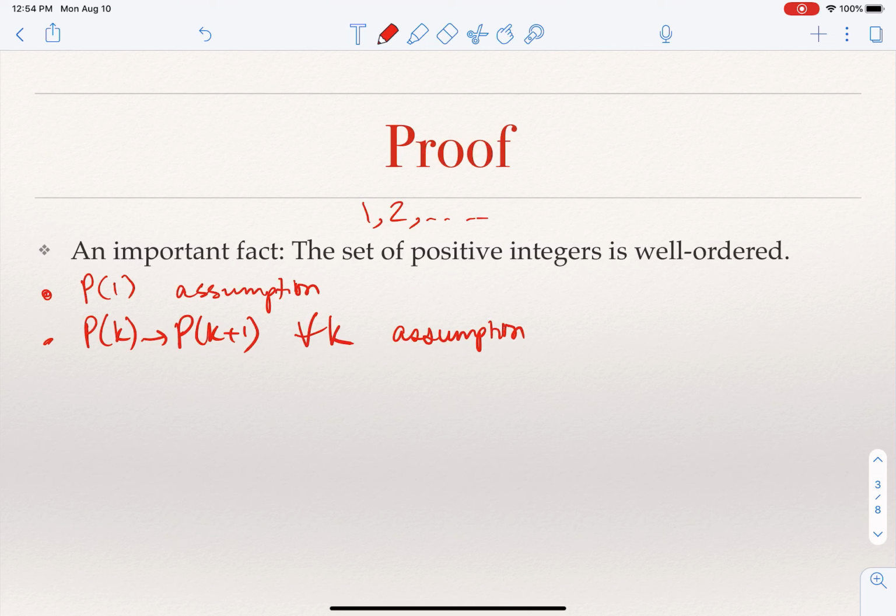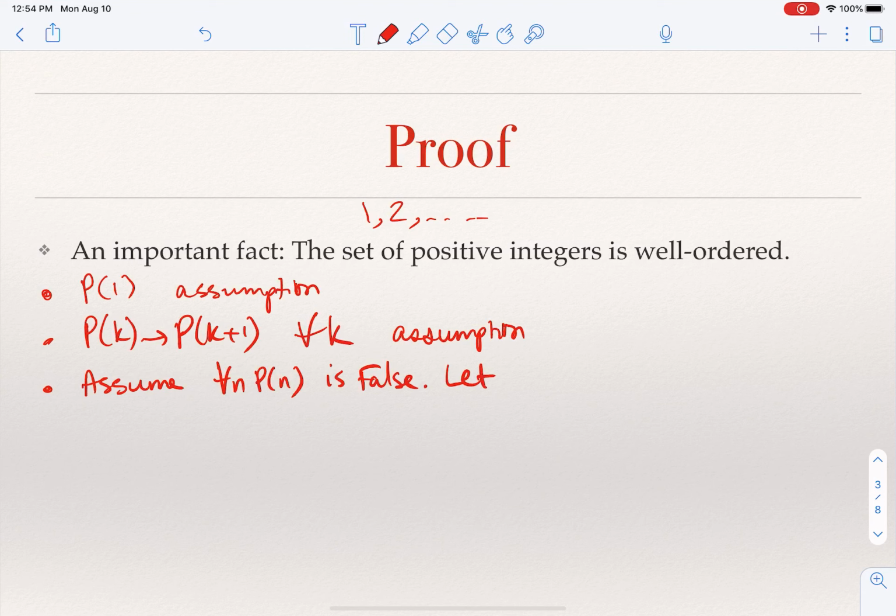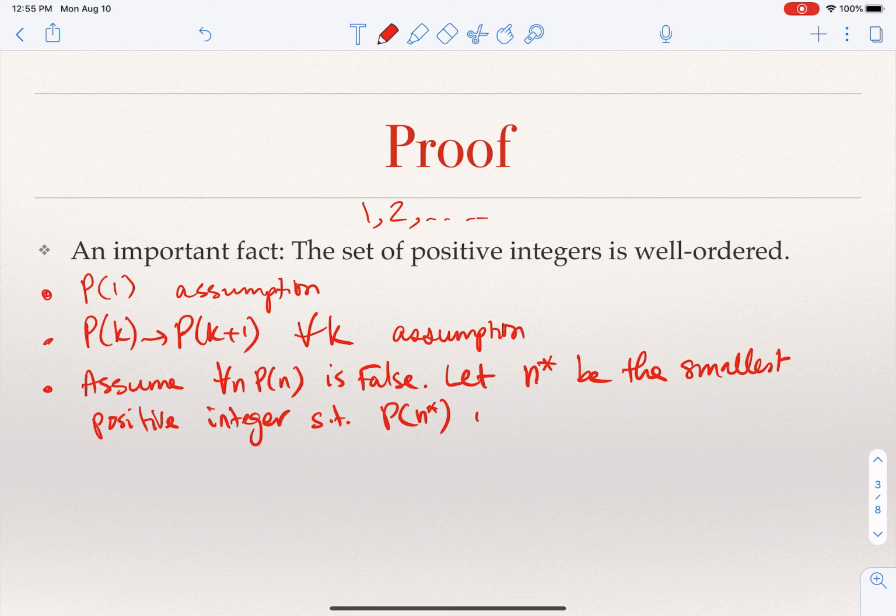But suppose that's not true. In other words, suppose we want to prove this by contradiction. So in order to prove it by contradiction, we assume that for all n, P of n is true is false. And here let n star, for example, be the smallest positive integer such that P of n star is false. In other words, the statement that for all n, P of n is true is not true. So there must be at least one n for which P of n is false. And I'm saying let n star be the smallest such n.